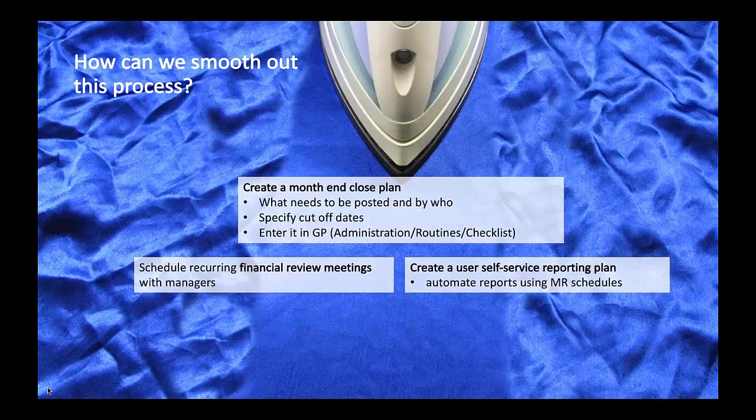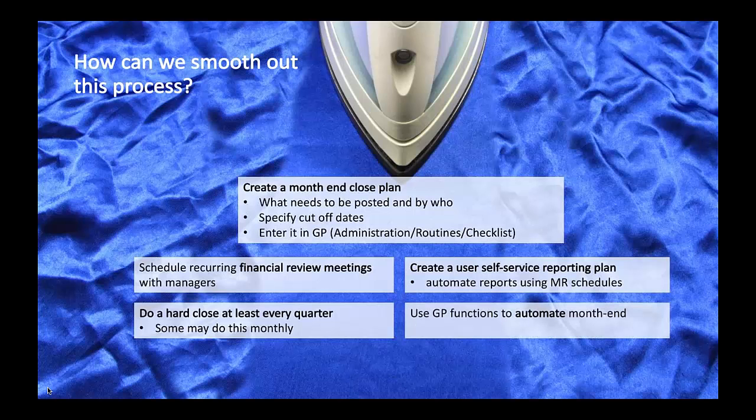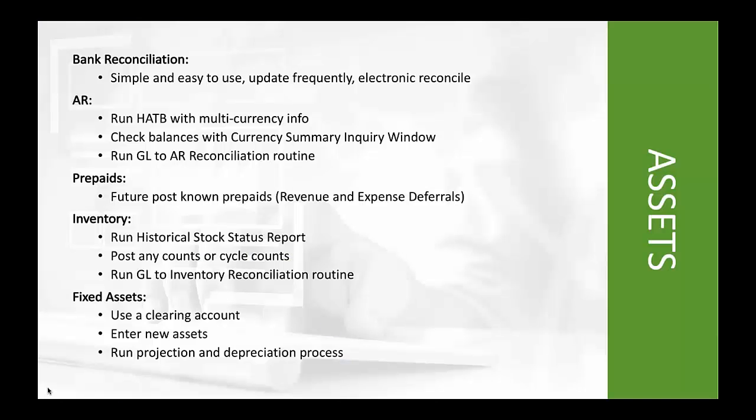Put those reports out there, and instead of finance taking it and saving it to Excel and massaging it and then sending it out through email, let's get out of that game and let's really try to establish an environment of self-service here. Do a hard close at least every quarter. I said that before. Get into detailed reconciliations on all the accounts by balance sheet. You're going to make your life so much easier at the end of the year when you get ready for audit prep. And lastly, and most importantly, in the balance of this presentation, let's use GP functions to automate month end.